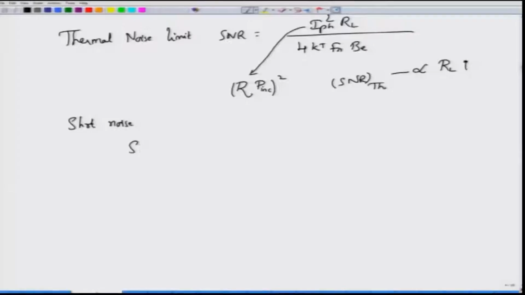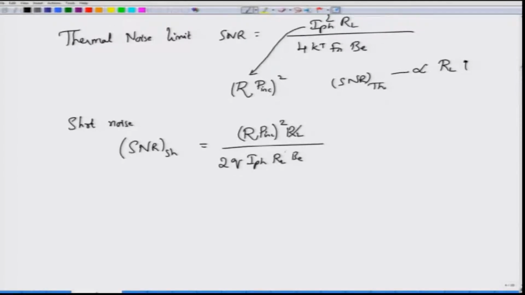Okay. So, in the shot noise limit the signal to noise ratio is given by the photocurrent, which is R into P incident, which is the optical power incident, times RL divided by 2q I_PH RL into B_E, right. So, here you can see that RL in the numerator cancels with RL in the denominator, so that is gone, right, and I_PH in the denominator cancels with one of the I_PH in the numerator, because I_PH is R into P_in, right. So, this also cancels out here and the square term goes away.